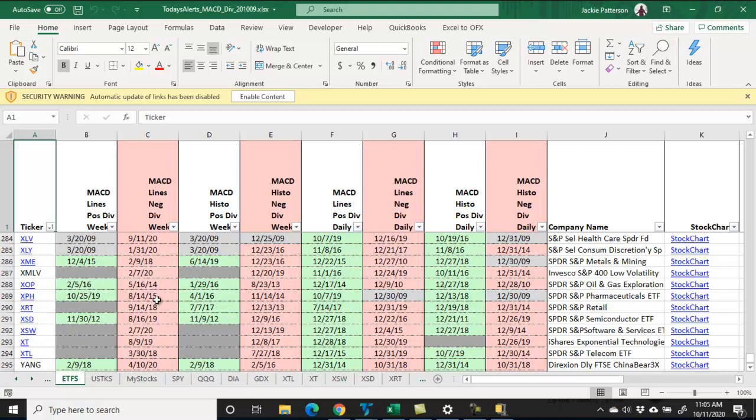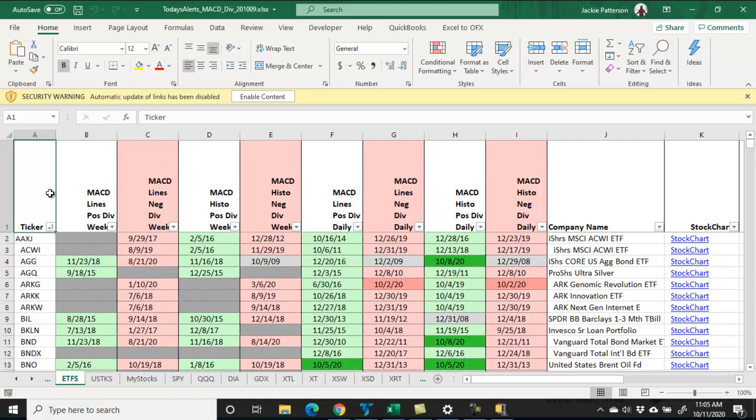this matrix. So let me scroll up, and you can see in the first column is a whole bunch of tickers, and then in each of the other columns are a different MACD divergence signal. So the first four are on weekly charts, the second four are on daily charts, and it starts with the MACD line's positive divergence, the MACD line's negative divergence, because these are, I think, the strongest signals of those I'm showing here on the weekly and daily charts.